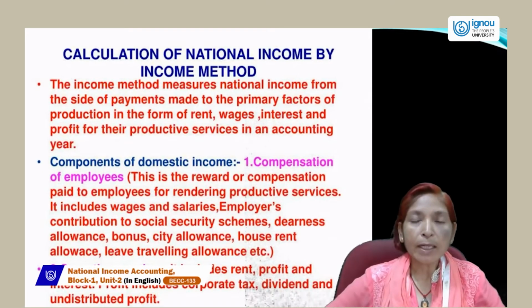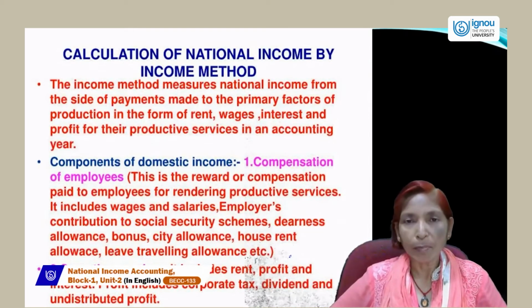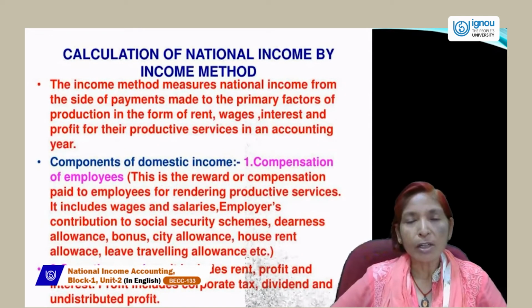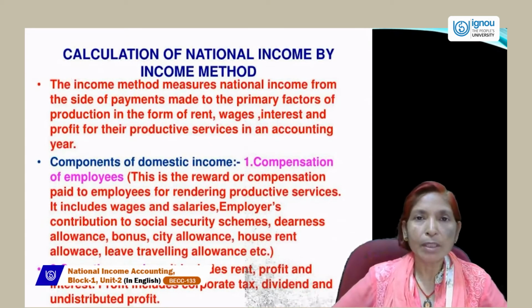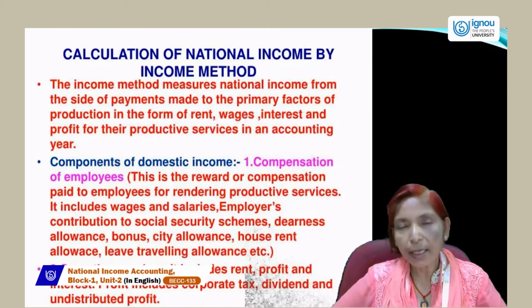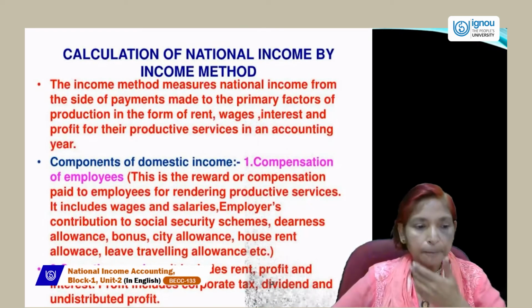If in a numerical question compensation of employees is given, then we will take only compensation of employees. But if compensation of employees is not given, instead of this COE, we have been given salaries, wages, employers' contribution, bonus, house rent, then we can add all these things and we can get compensation of employees.